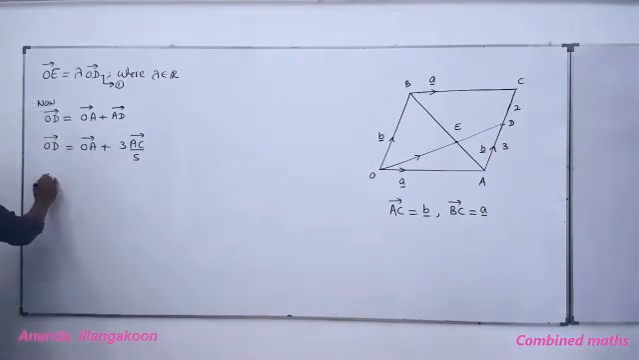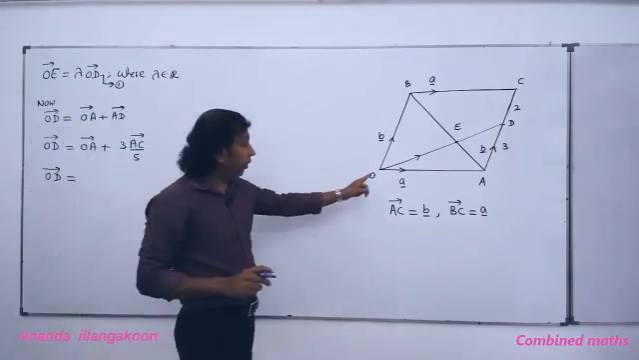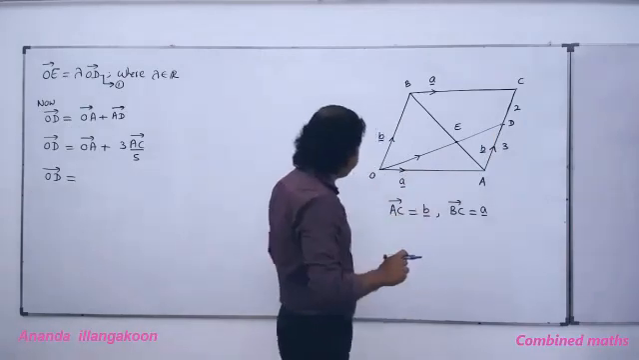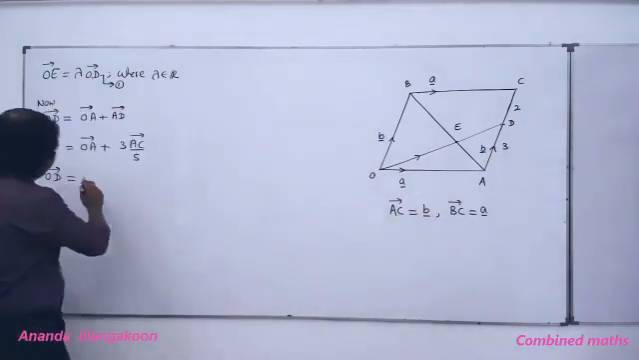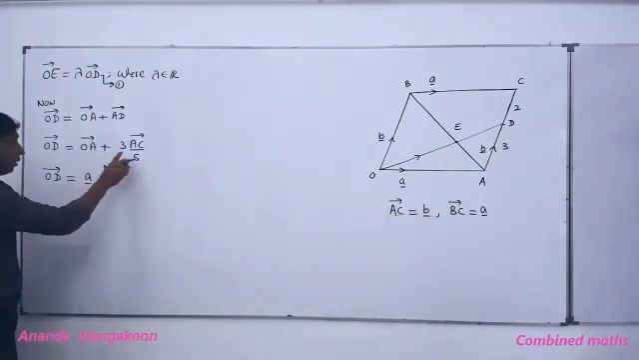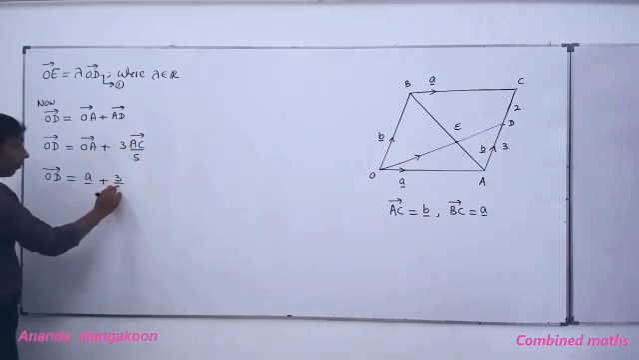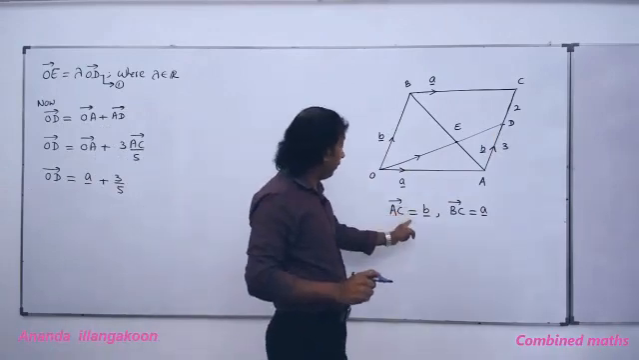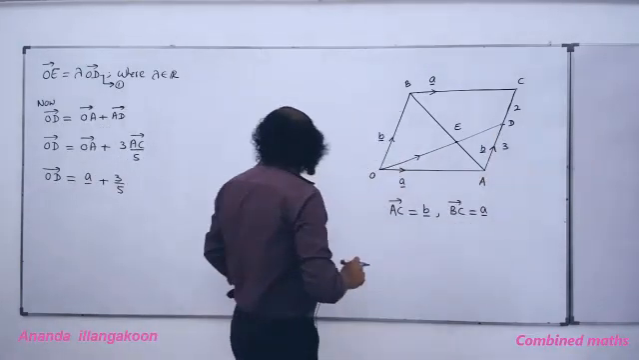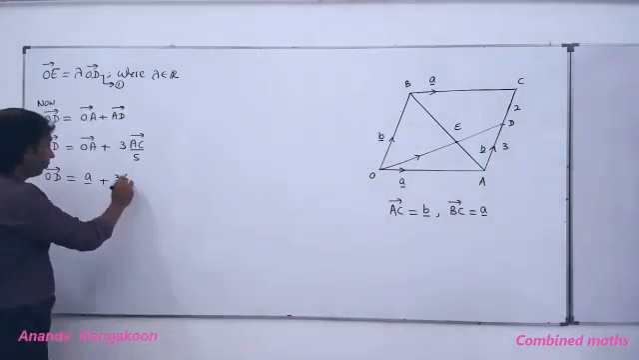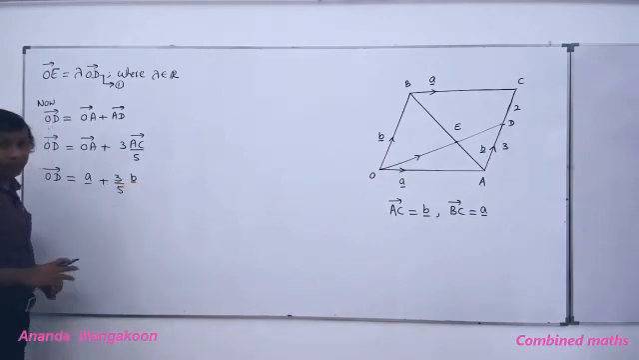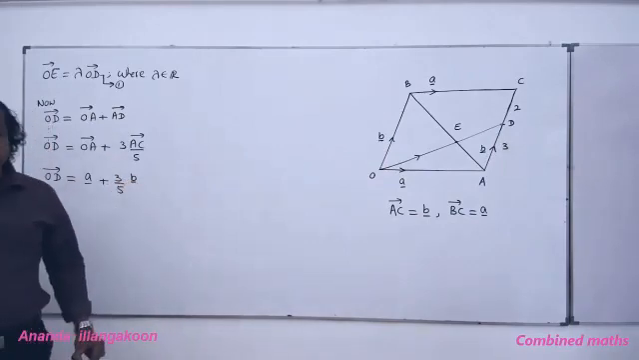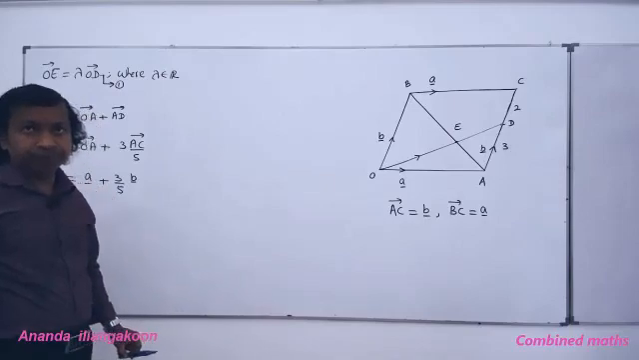Now I can write OD vector equals OA. What is this OA vector? OA vector is given as the simple A vector, plus 3 divided by 5 times the AC vector. AC vector is B. Then we got this OD vector.